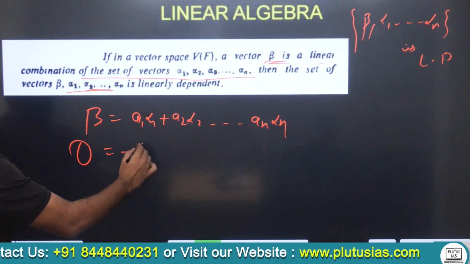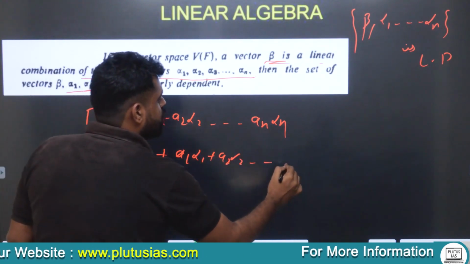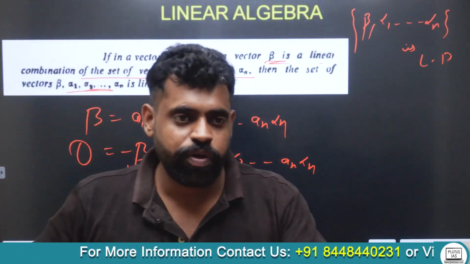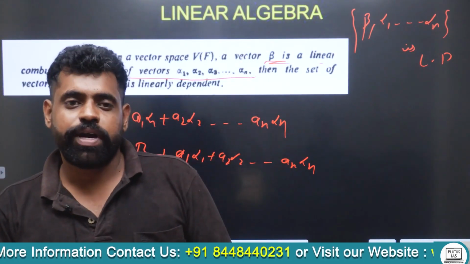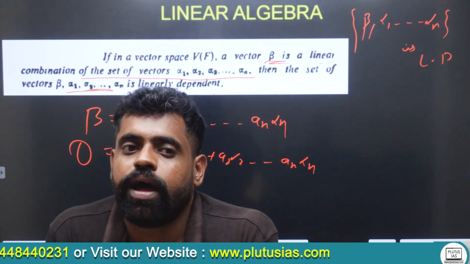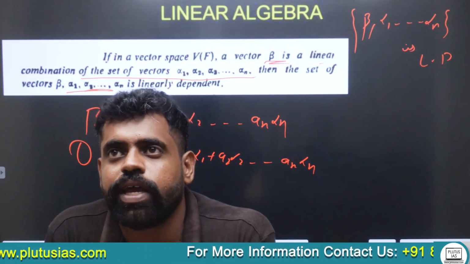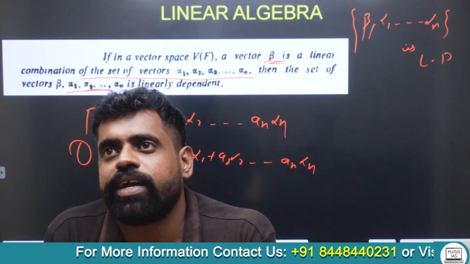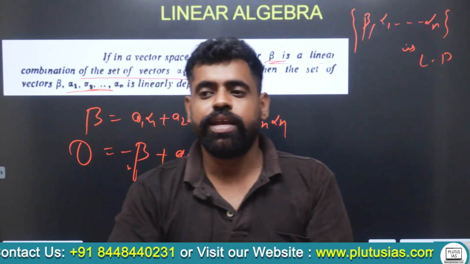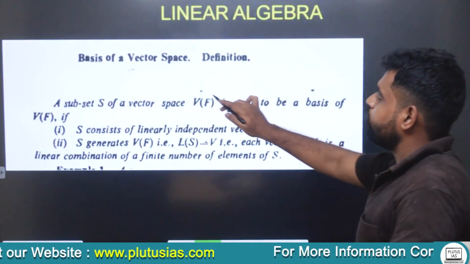अगर इसको 0 ले जाओ, this would be minus beta plus a1 alpha 1 plus a2 alpha 2. See, we get at least one coefficient as -1, which is not equal to 0. So it is linearly dependent. These three theorems you have to understand. You don't have to prove it, but please at least have the idea. Prove भी कर दोगे इस वाले को तो बहुत easily. Okay, it says that if in a vector space, a vector beta is a linear combination of the set alpha 1, alpha 2, alpha n, then the set is linearly dependent. Okay, bas.